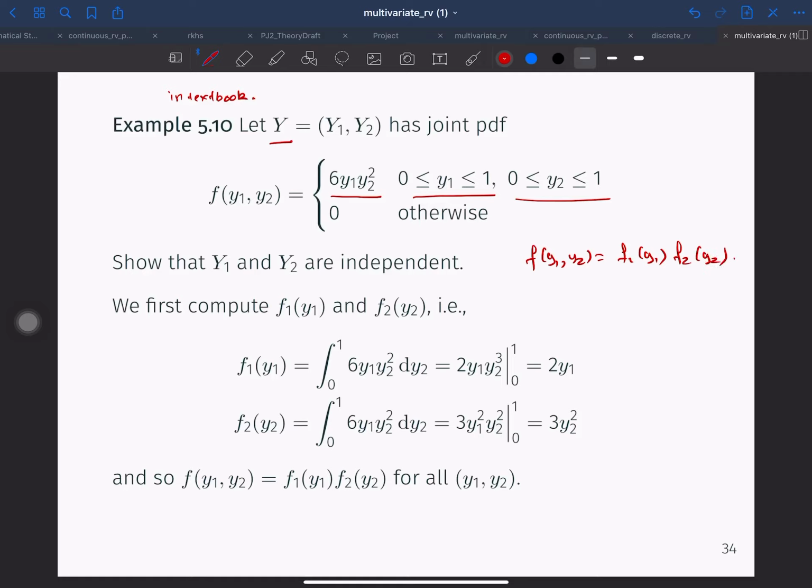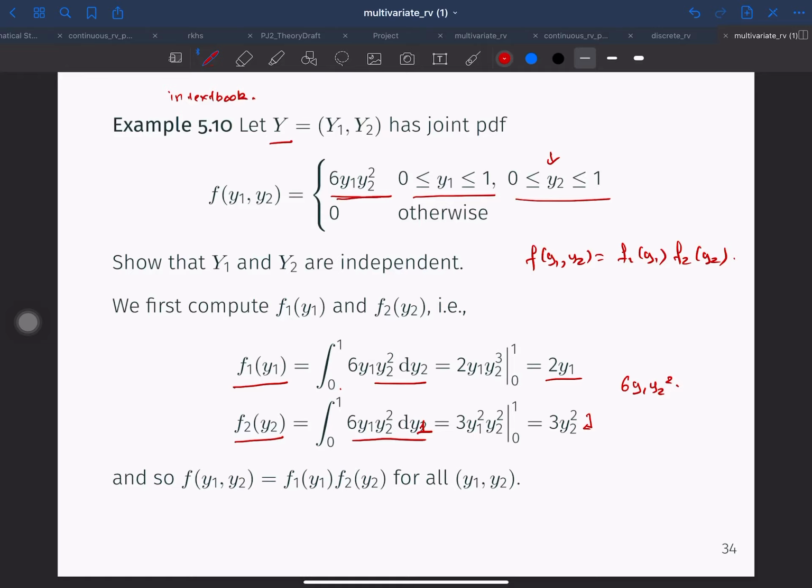And so the marginal is easy to evaluate, f1(y1). You just have to integrate with respect to the second argument over the range from 0 to 1 for y2. And that is a simple exercise in integration to give you 2y1. And similarly for f2(y2), integrate with respect to, this one should be dy1, that's a typo. This should be integration with respect to y1. And once again, that turns out to be 3y2 squared. And so the product gives you 6y1 y2 squared, which is what you have here.